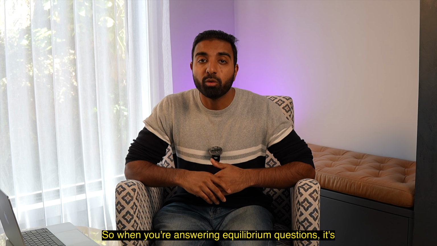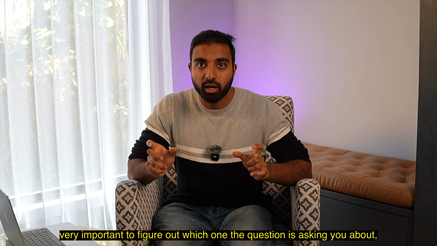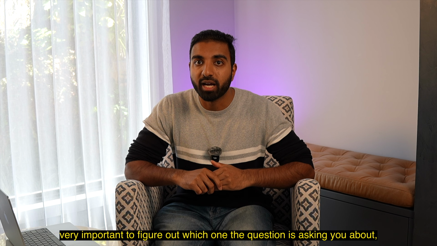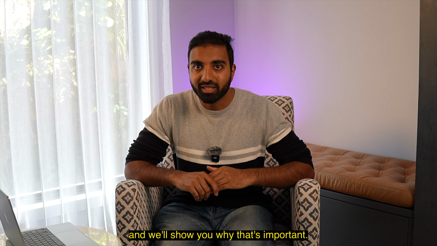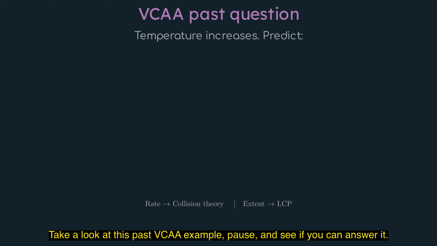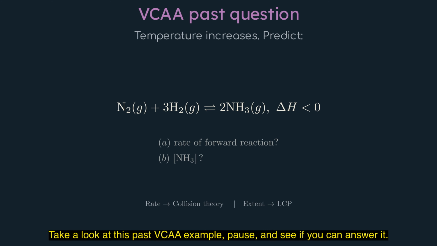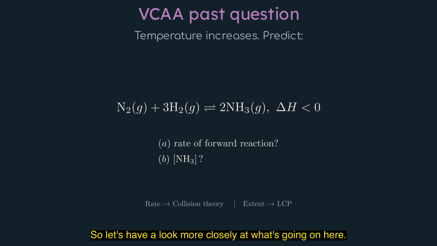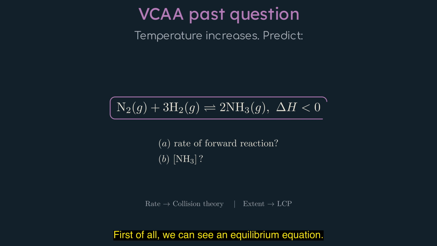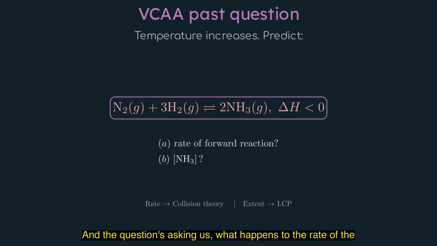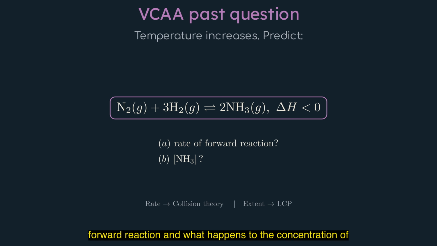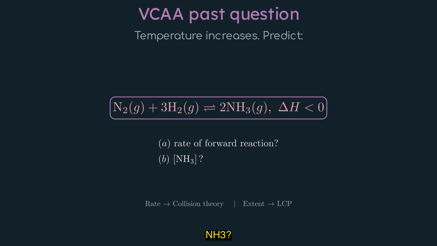So when you're answering equilibrium questions, it's very important to figure out which one the question is asking you about. And we'll show you why that's important. Take a look at this past VCAA example, pause, and see if you can answer it. So let's have a look more closely at what's going on here. First of all, we can see an equilibrium equation, and the question's asking us what happens to the rate of the forward reaction and what happens to the concentration of NH3.